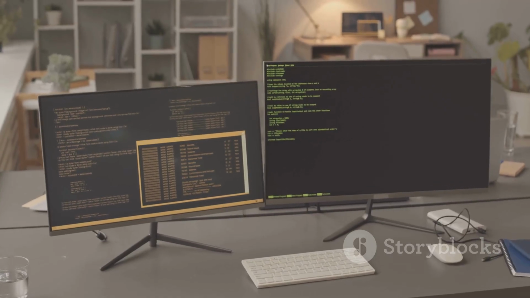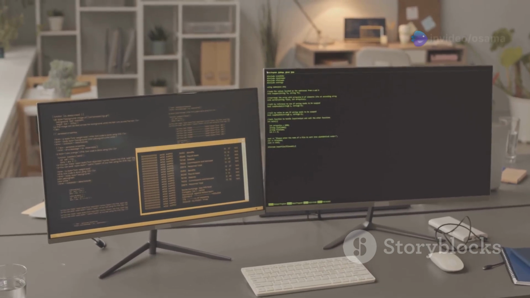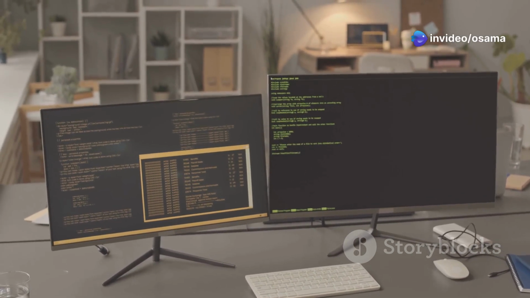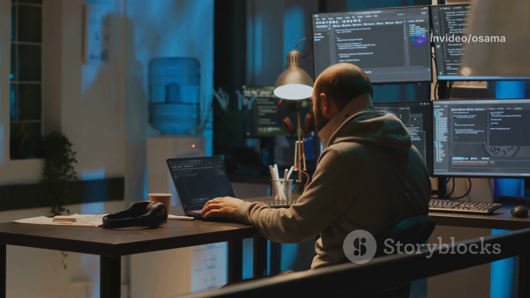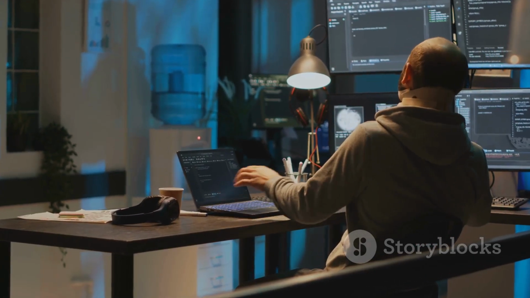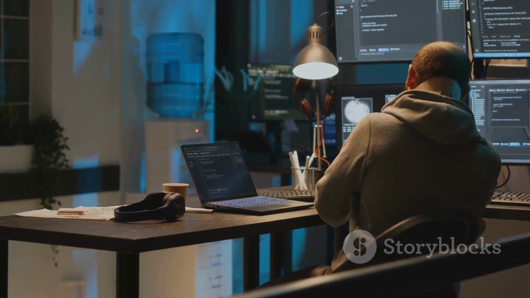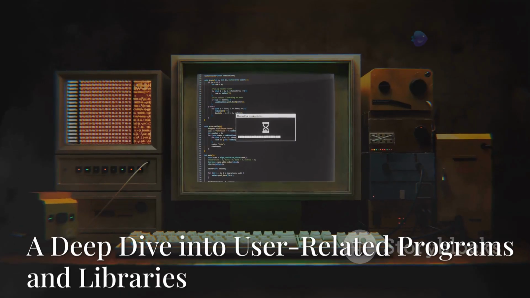/usr. This directory contains a large portion of the user software, including applications, libraries, documentation, and more. /var. This directory is used for variable data files such as log files, databases, and website content.